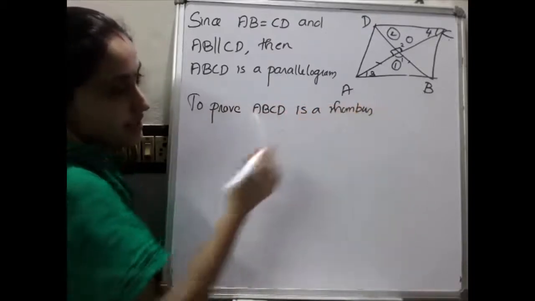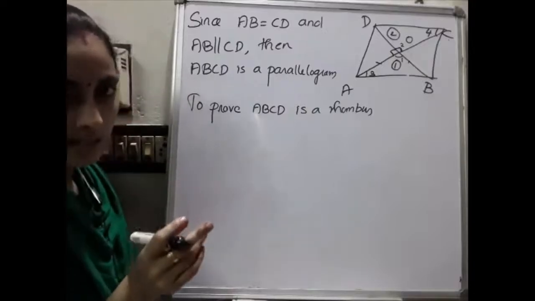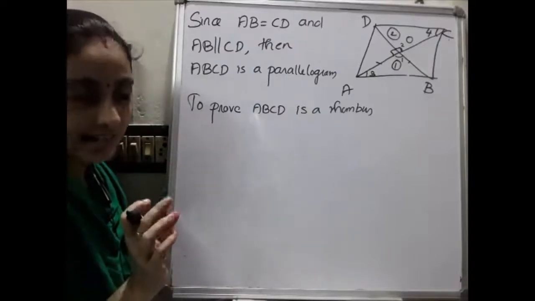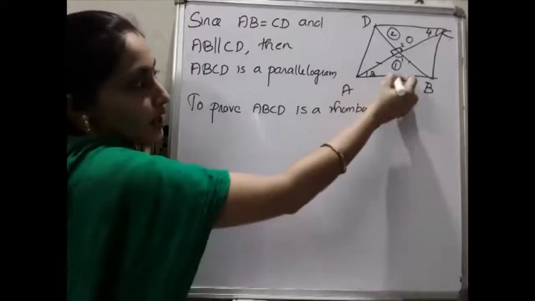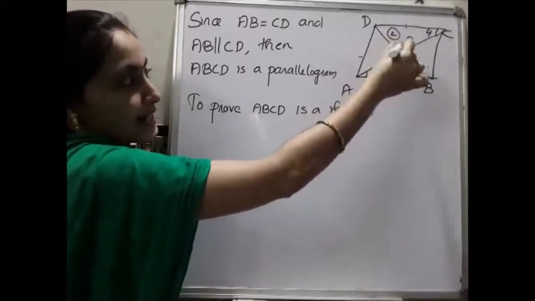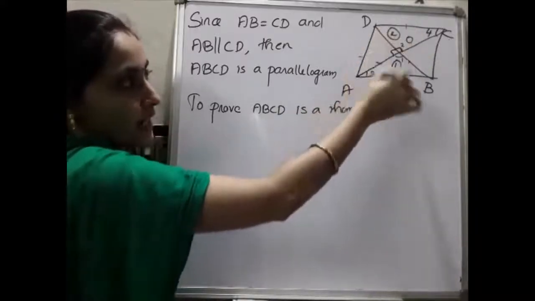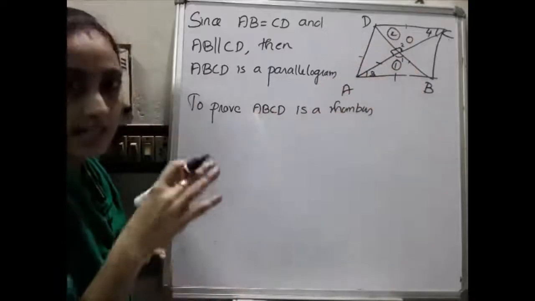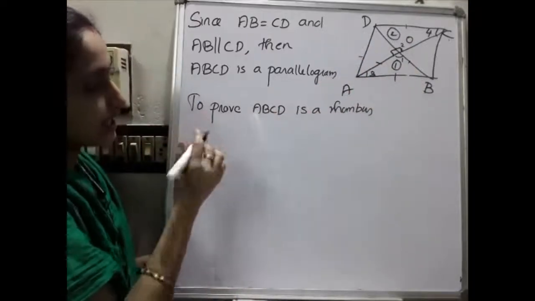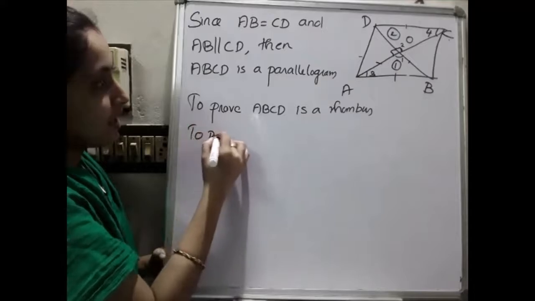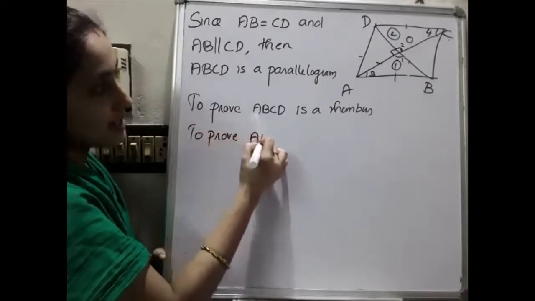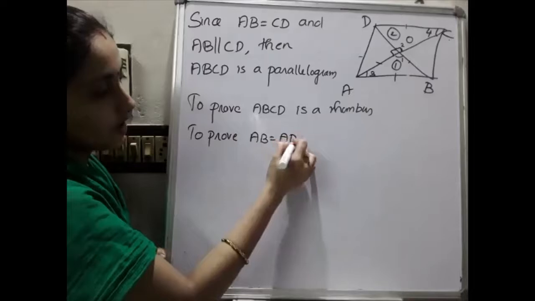If it is a rhombus, then we have to prove the adjacent sides are equal. So we already know AB is equal to CD and AD is equal to CD. But if AB is equal to AD, then all sides must be equal. So it is enough to prove that. What we have to prove is AB is equal to AD. This thing we have to prove.